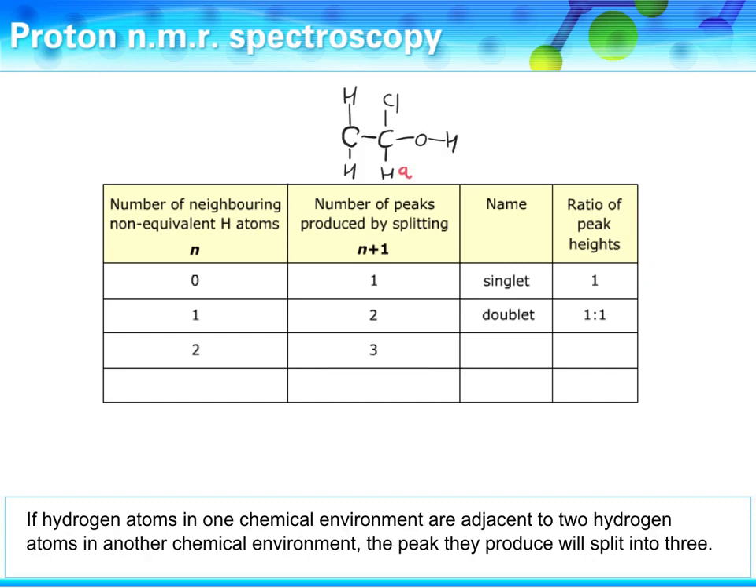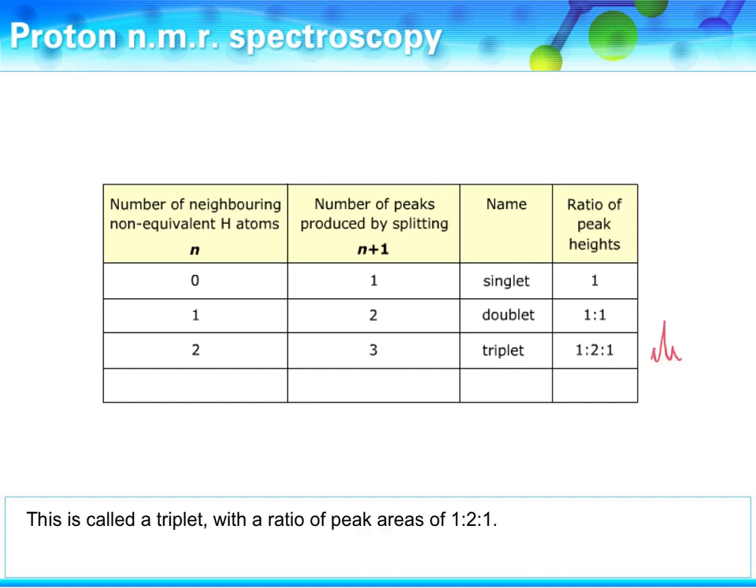The hydrogen atom labelled A is adjacent to two hydrogen atoms that are in the same chemical environment. The peak that this produces will be split into 3. We call that peak a triplet, and the ratio of the areas are 1 to 2 to 1.